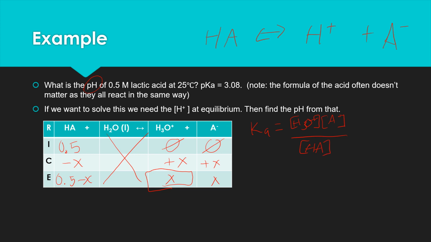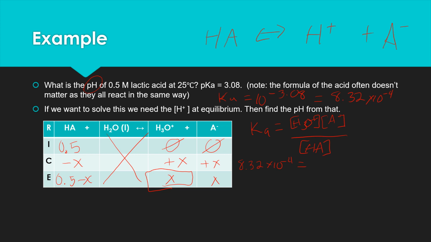Now we have the pKa, we don't have the Ka, but we can undo that. The Ka value is going to be 10 to the negative pKa, so 3.08. Let me put that in my calculator. Sorry, I just need to get it in scientific notation. Okay, we got 8.32 times 10 to the negative 4. So that's where I'm going to put it on the left side. I'm going to fill in my right side.